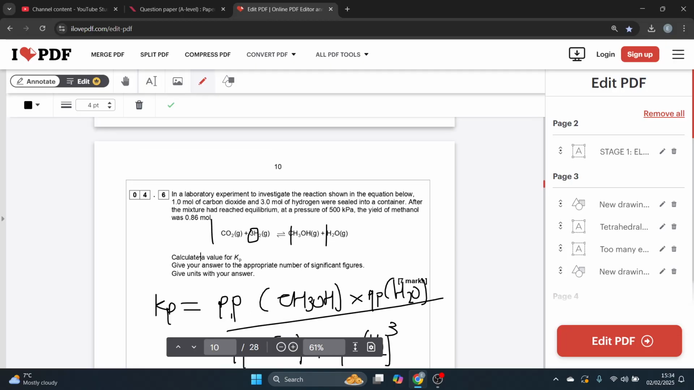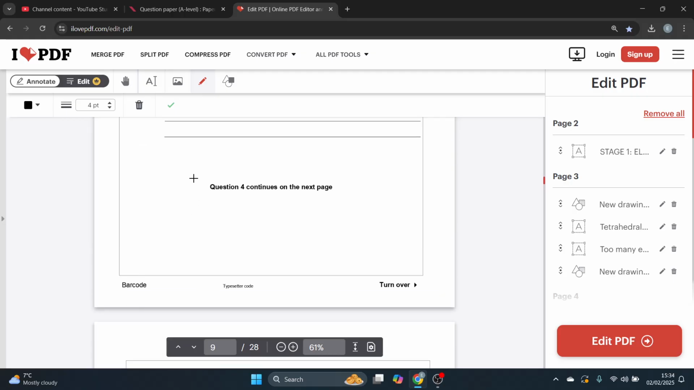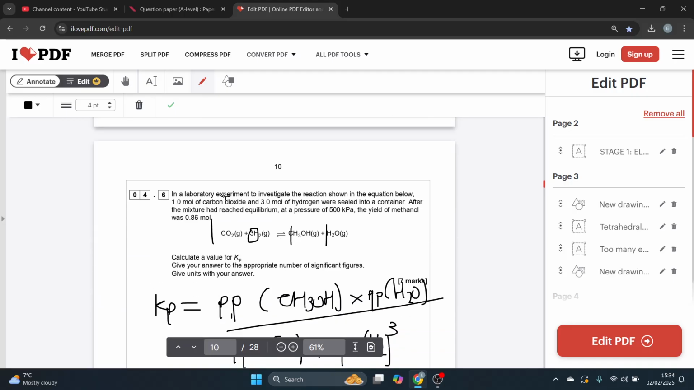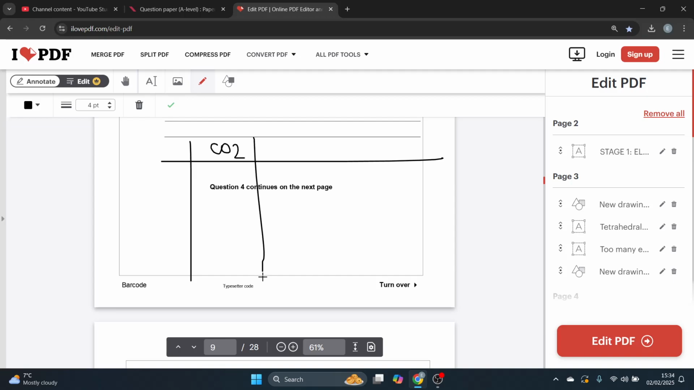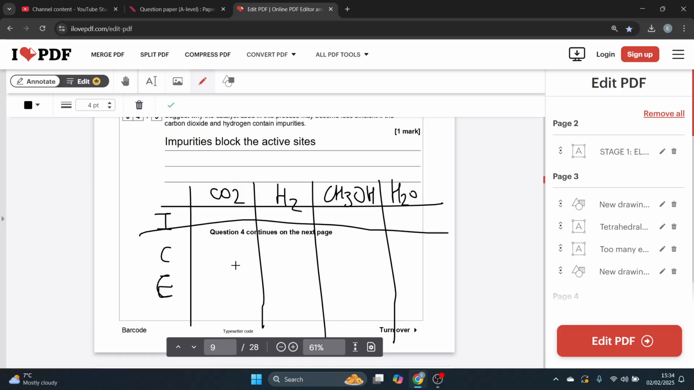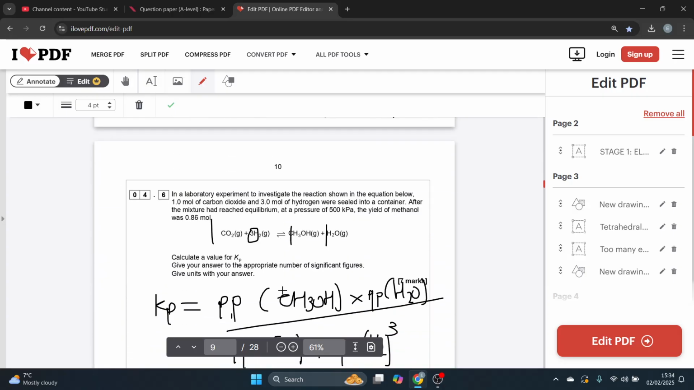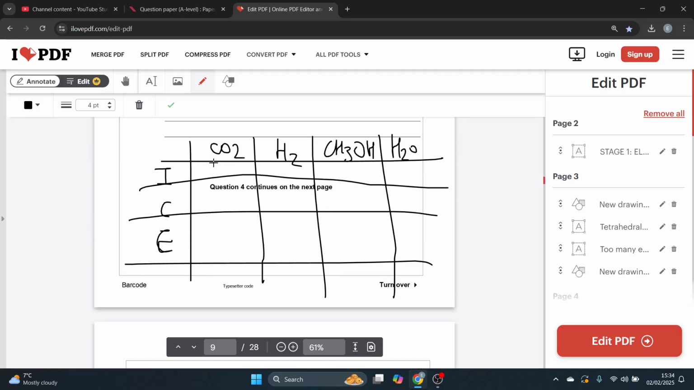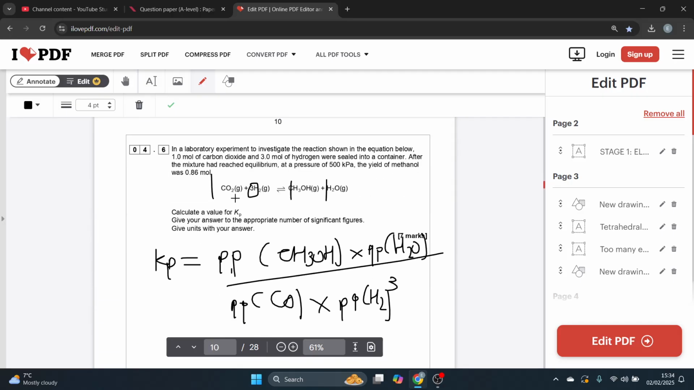Now what I need to look at is how do I find equilibrium moles? So I'm going to have to use the ICE method. I've got carbon dioxide, hydrogen, CH3OH, and water. ICE: I stands for initial moles, C stands for changing moles, E stands for equilibrium moles. Initially, I've got 1 mole of carbon dioxide, 3 moles of hydrogen.